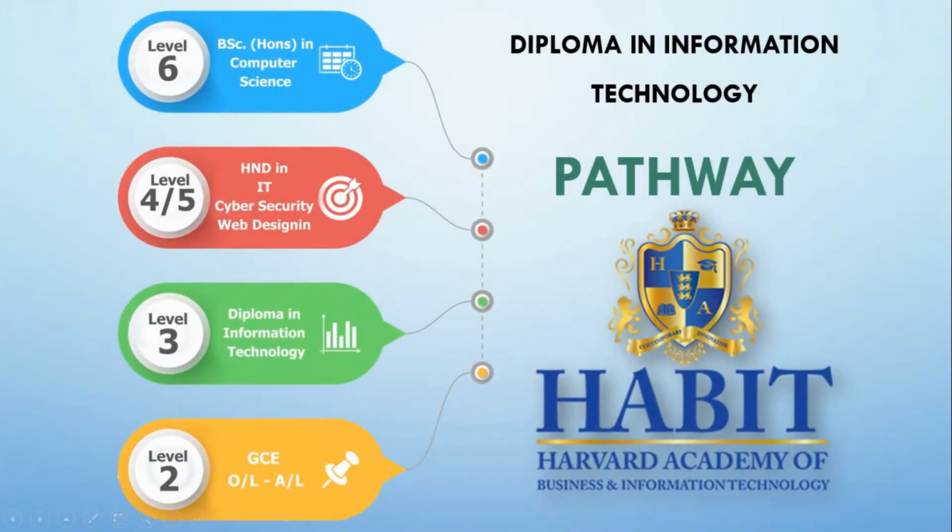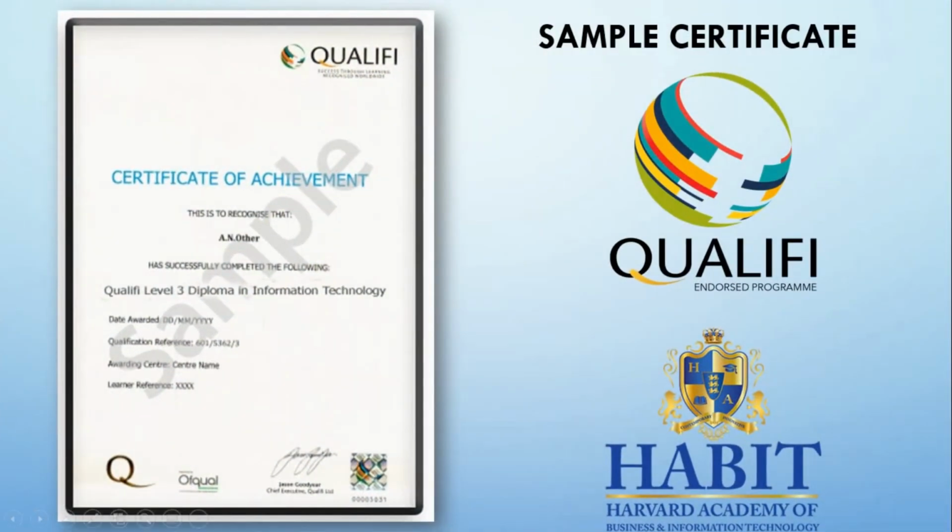The course pathway starts from level 2. Level 2 is equivalent to GCE O-level and A-level. Once you complete that, you can directly join the level 3 Diploma in Information Technology. After completing the diploma, you can join level 4-5, which goes to HND in IT or cybersecurity or web designing. Any field you can select when you go to the HND. After completing HND, you can directly go for level 6, that means a BSc Honours in Computer Science. The sample certificate is shown here and it is awarded by the awarding body.